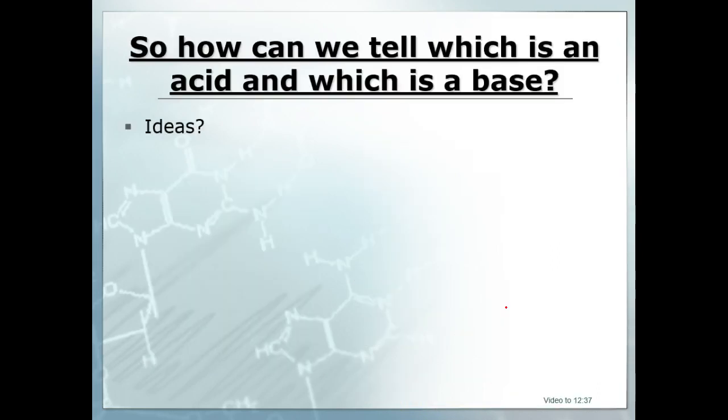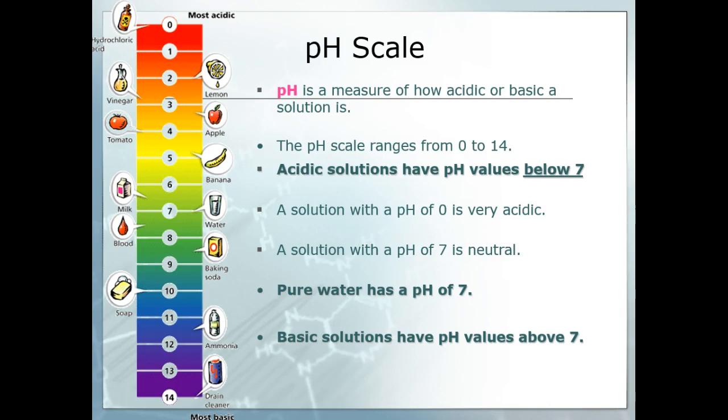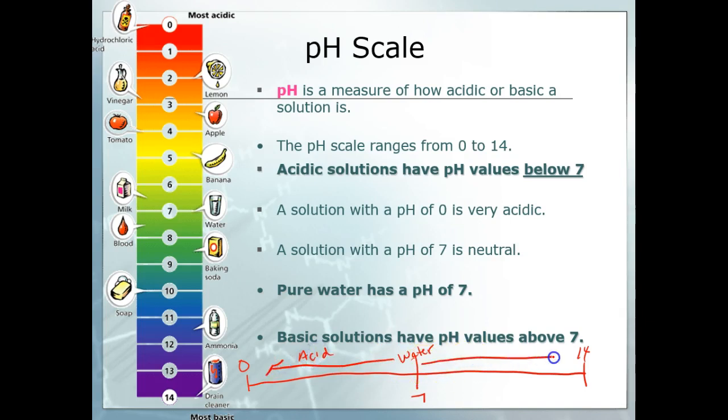Okay. All right. So how can we tell which is an acid or a base? I want you to draw at the very bottom, where I said leave some space, a line. It goes from 0 to 14. Right smack in the middle is 7. That is water. Everything from water to 0 is an acid. Everything from water to 14 is a base.